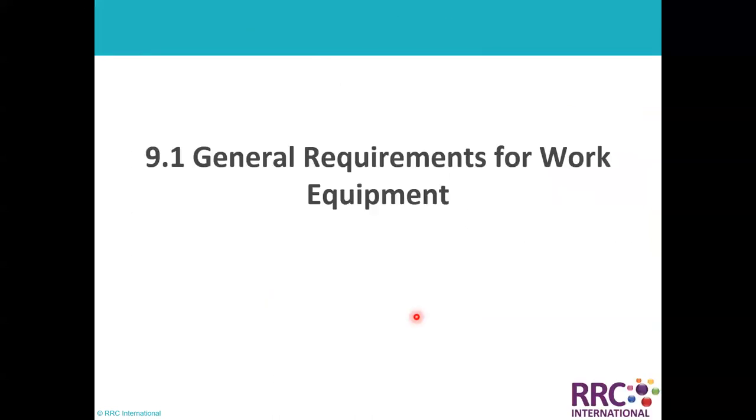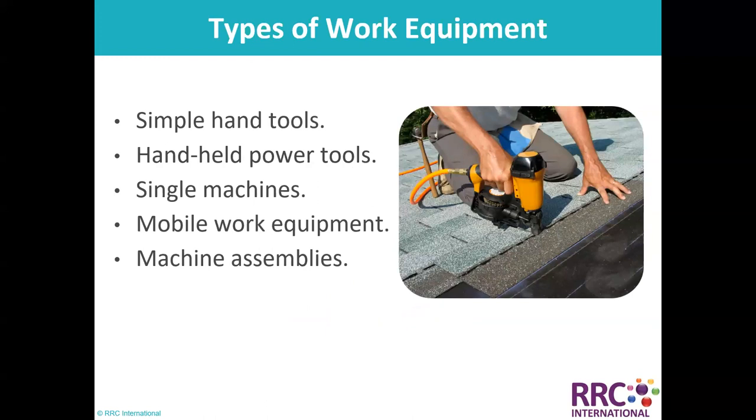We discussed the general requirements for work equipment, including simple hand tools like hammer, chisel, screwdriver. We discussed handheld power tools like portable electrical drills and circular saw. Then the single machine, for example, photocopier. We have mobile work equipment like tractor or mobile crane. We have machine assemblies, where different units are assembled together and give you one output. These are the different kinds of work equipment we have on our job site.